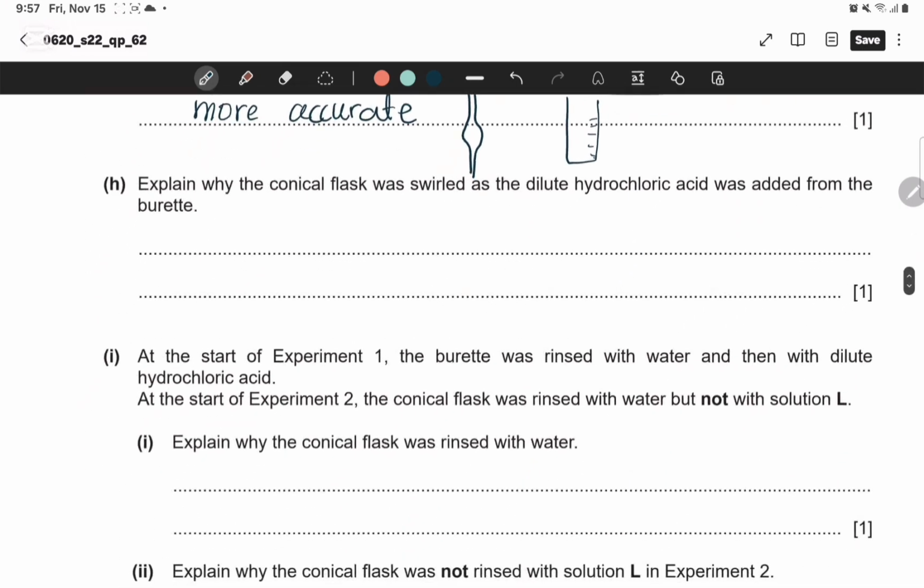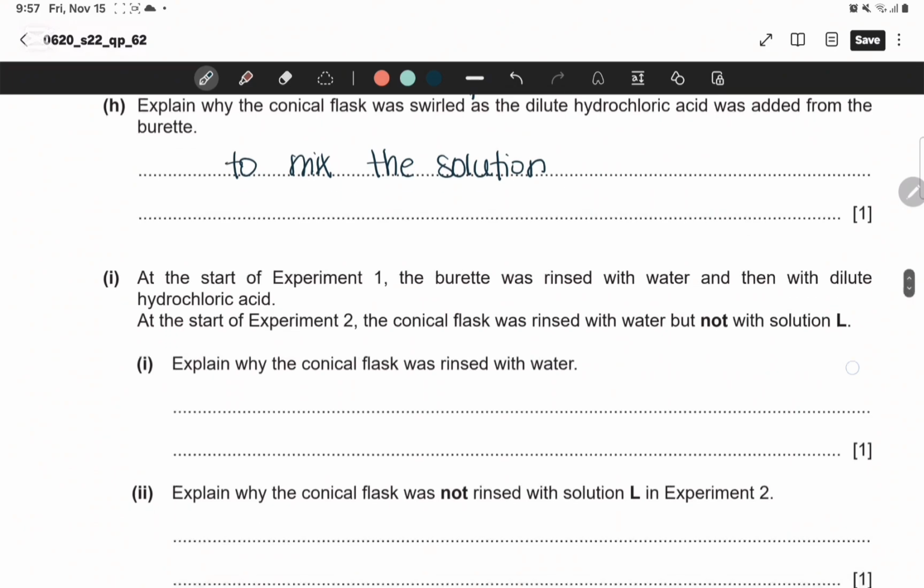Explain why the conical flask was swirled as the dilute hydrochloric acid was added from the burette. So this is the conical flask, and let's say this is our hydrochloric acid as it's getting added. So why would they mix it with a glass rod, for example? Just to mix it, that's what you need to say. To mix the solution. Okay, that's all you need to say.